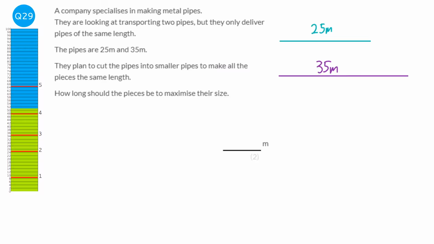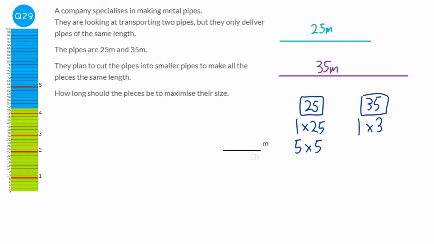To find the highest common factor, we just find the factors of 25, which is 1 and 25 and 5 and 5, and the factors of 35, which will be 1 and 35 and 5 and 7. And the highest common factor is the highest number in both lists, so it's 5.